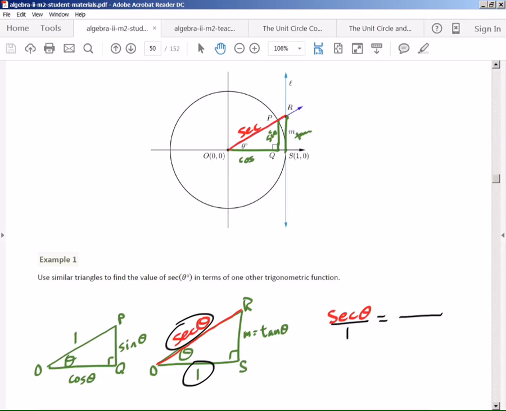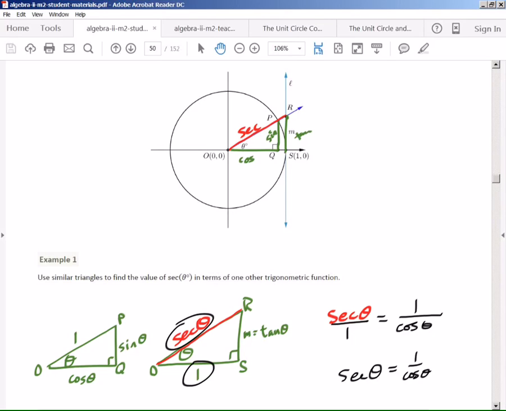So we look at the other triangle. Which side is related to secant? The 1 is. So we're going to put 1 right here. That's that one right there. And then which side over here is related to this 1 right here? Cosine. So we're going to put cosine right here. So now you can say secant theta equals 1 over cosine theta.